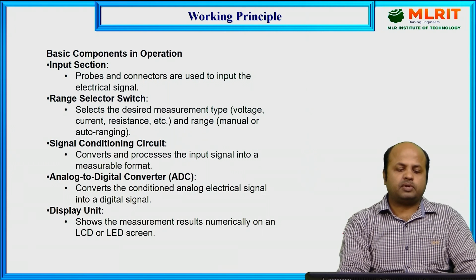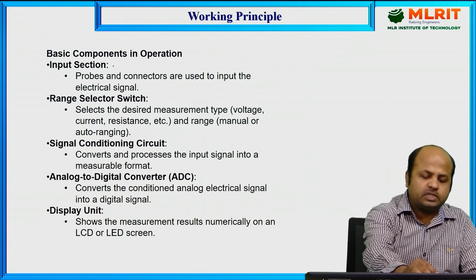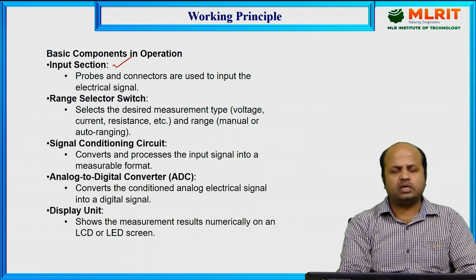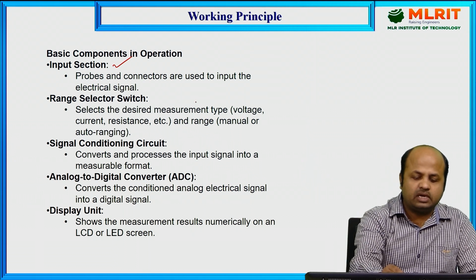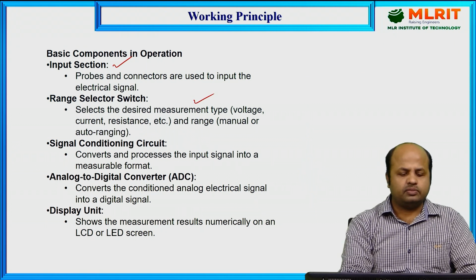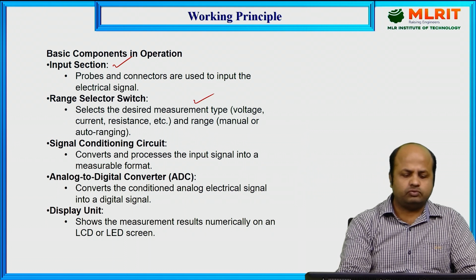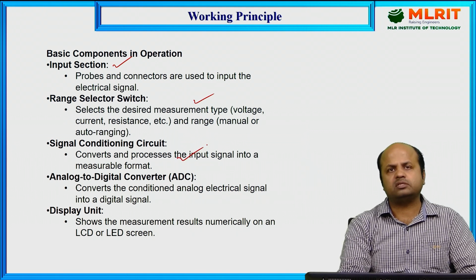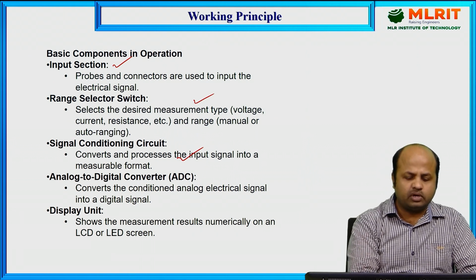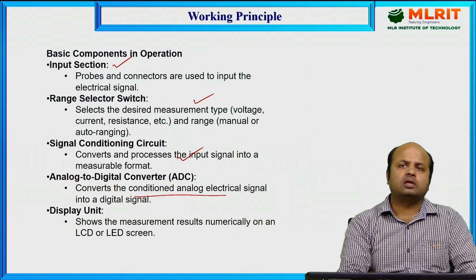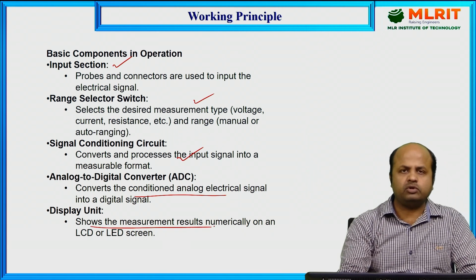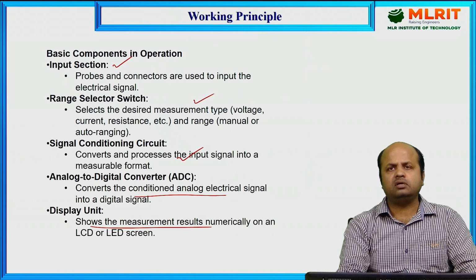Working principle. The basic components in operation are the input section, where the probes and connectors are used to connect the input of the electrical signal. Then we have the range selector switch. We select the desired measurement type like voltage, current, resistance, range, etc. Then we have the signal conditioning circuit, which will convert and process the input signal into a measurable format. Then we have the analog to digital converter, which will convert the conditioned analog electrical signal into a digital signal. Finally, we have a display unit to display the numerical value of the measured quantities.